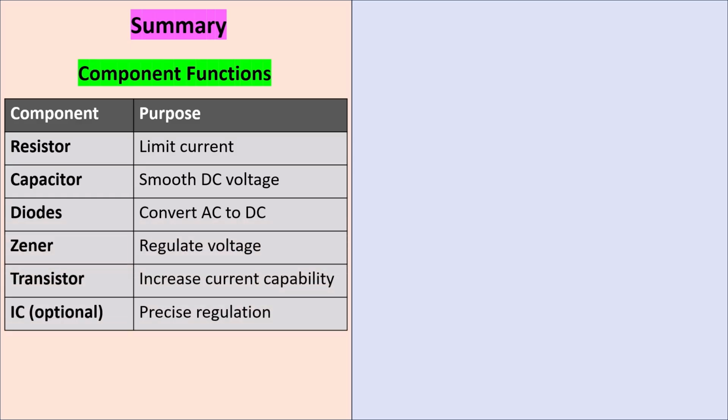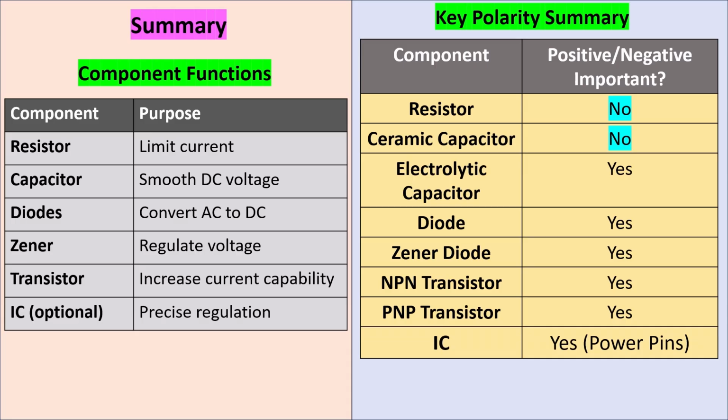Let's just do a quick summary. If we look at the component functions, and just a summary of all of them that we've done: the resistors limit current, capacitors smooth DC voltage, diodes convert AC to DC, Zeners regulate voltage, transistors increase current capability, and ICs provide precise regulation.